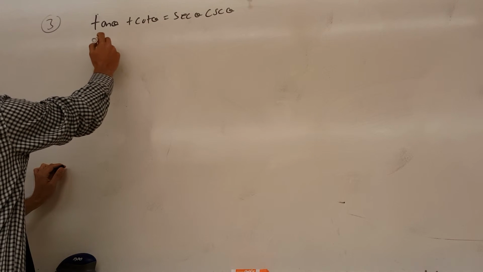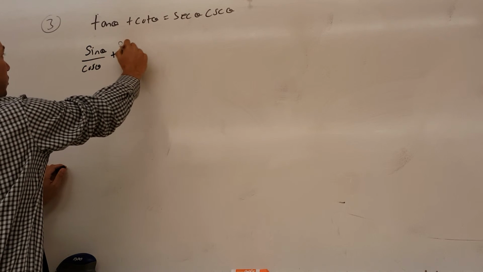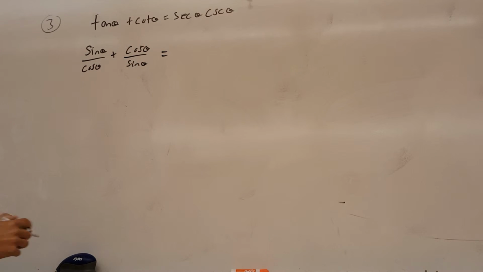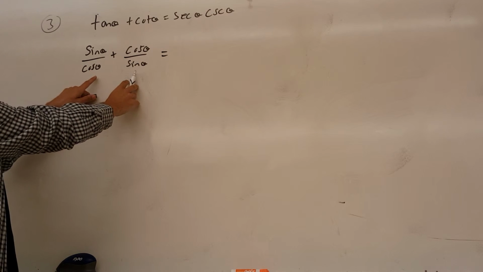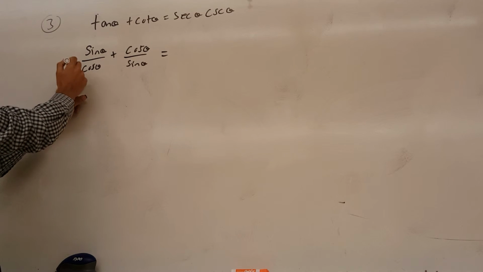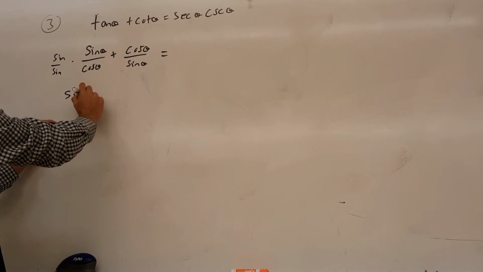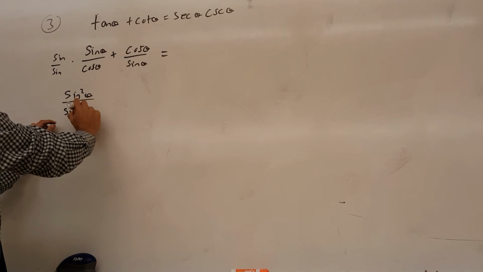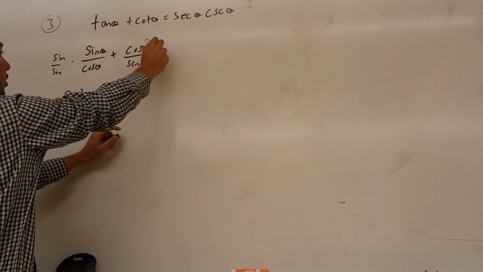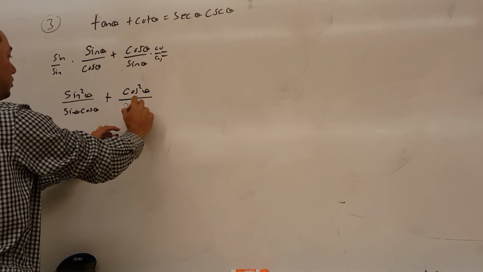So, tangent, that's sine over cosine, plus cosine over sine, cotangent. Okay? I'm going to add these fractions, but we need a common denominator. I have cosine here, I have sine here. So this first fraction gets multiplied by sine over sine. Get sine squared theta over sine theta times cosine theta. Plus, I need a cosine here, so times cosine over cosine. Get cosine squared theta over sine theta cosine theta.